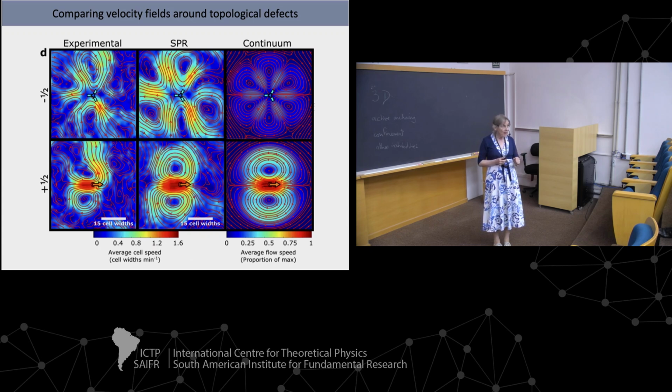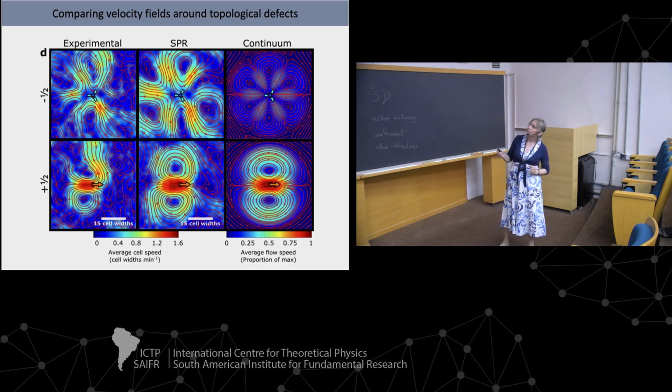Well, to compare those three different things, the experiments, the continuum simulations, the hydrodynamic simulations, and the rod simulations, we plotted the velocity field around these defects. This is the velocity field around a plus half defect. This is the velocity field around a minus half defect. You can see they look the same.